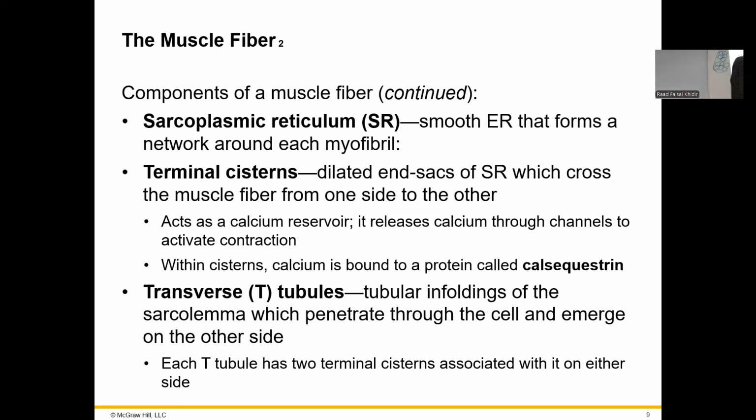When the action potential arrives at the T-tubule, it increases the efflux of calcium from the terminal cistern into the myofibril in order to propagate the action potential and cause the contraction of the muscle cell, the shortening of the sarcolemma, and the shortening of these myofibrils.